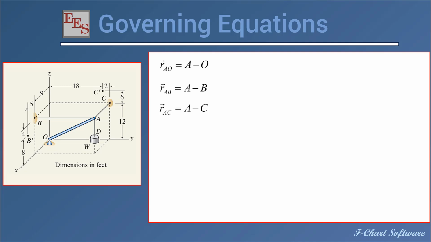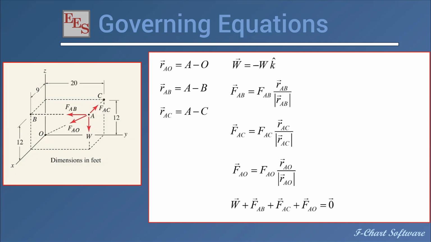So the first thing we would do is enter the coordinates of these points that define the geometry. So the points are A, B, C, and the origin. And then once you have those points, you can define the position vectors that are useful. So the position vectors are RAO, so that's the one that goes along the boom. RAB goes along that cable, and RAC goes along the other cable. And that will define then the direction of these different forces, right?